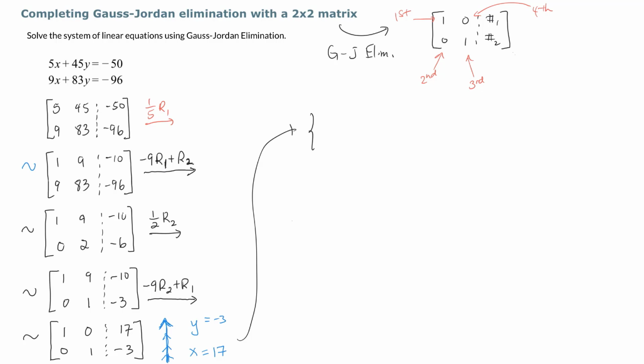All right, let's write the solution now. This is a set consisting of a unique solution, and that unique solution is called an ordered pair. Once again, this is a set consisting of a unique ordered pair.